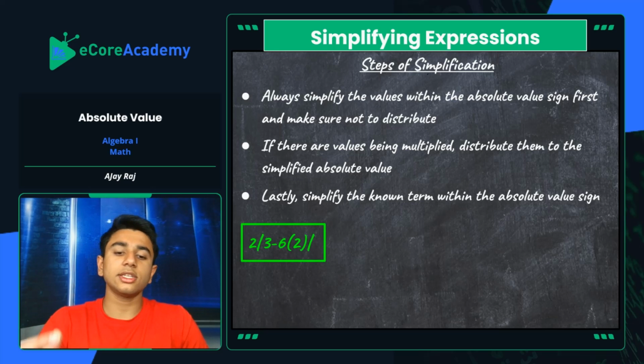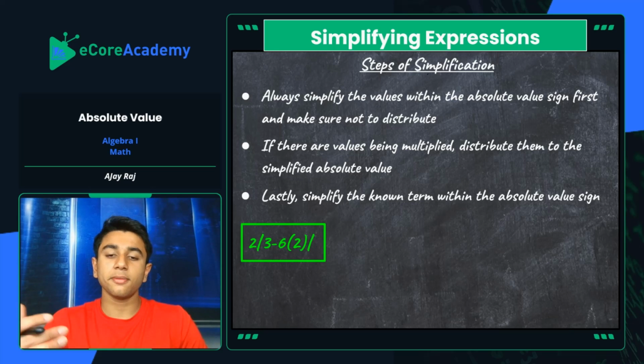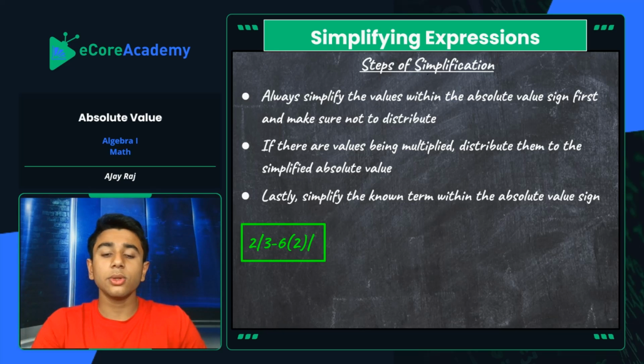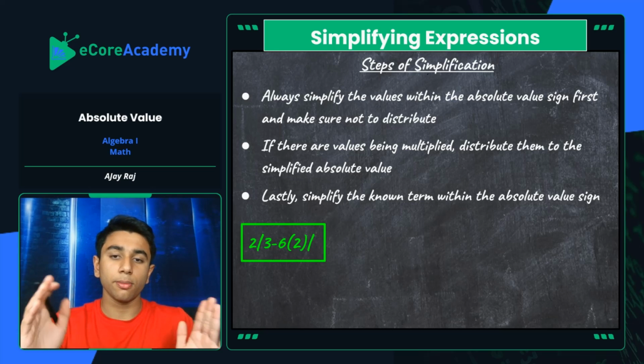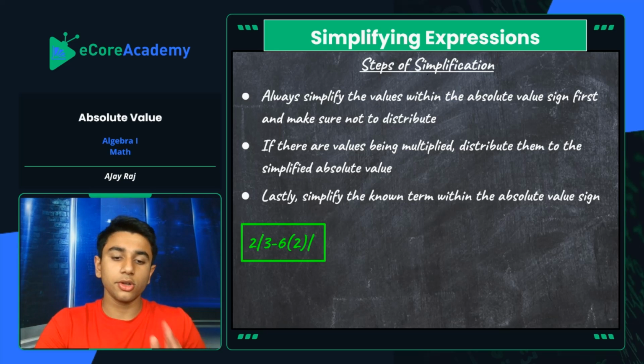So say, for example, let's take this expression, 2 times the absolute value of 3 minus 6 times 2. We're going to look at PEMDAS. In this case, PEMDAS, that's the order of operations: parentheses, exponents, multiply, divide, add, and subtract. You can revisit Ronan's pre-algebra video to recap on that. But we're going to utilize PEMDAS, and parentheses and absolute value signs are both for P. So in this case, we're going to do what's in the absolute value sign first. So we're going to start simplifying.